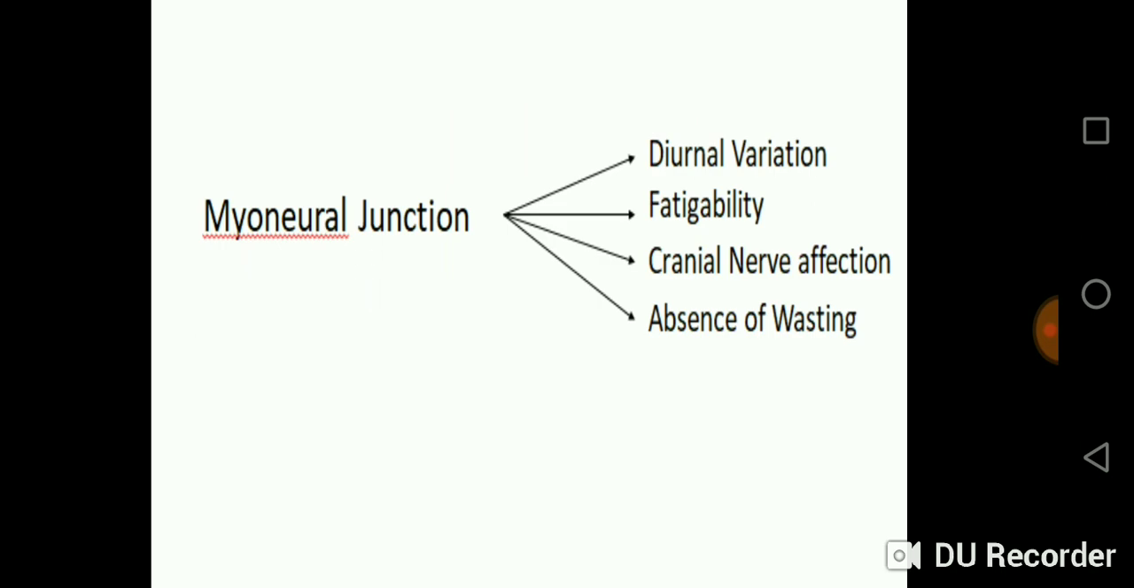Another site of LMN lesion is myoneural junction. A myoneural junction weakness is characterized by diurnal variation, fatigability, involvement of cranial nerve, and absence of wasting.